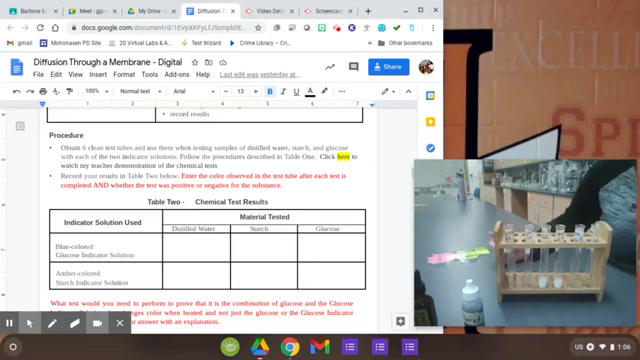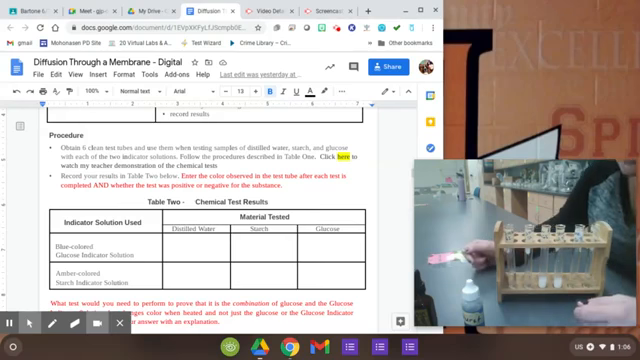Oh, my hot plate's hot. I didn't know what that sound was. My hot plate is at temperature, so don't touch it.